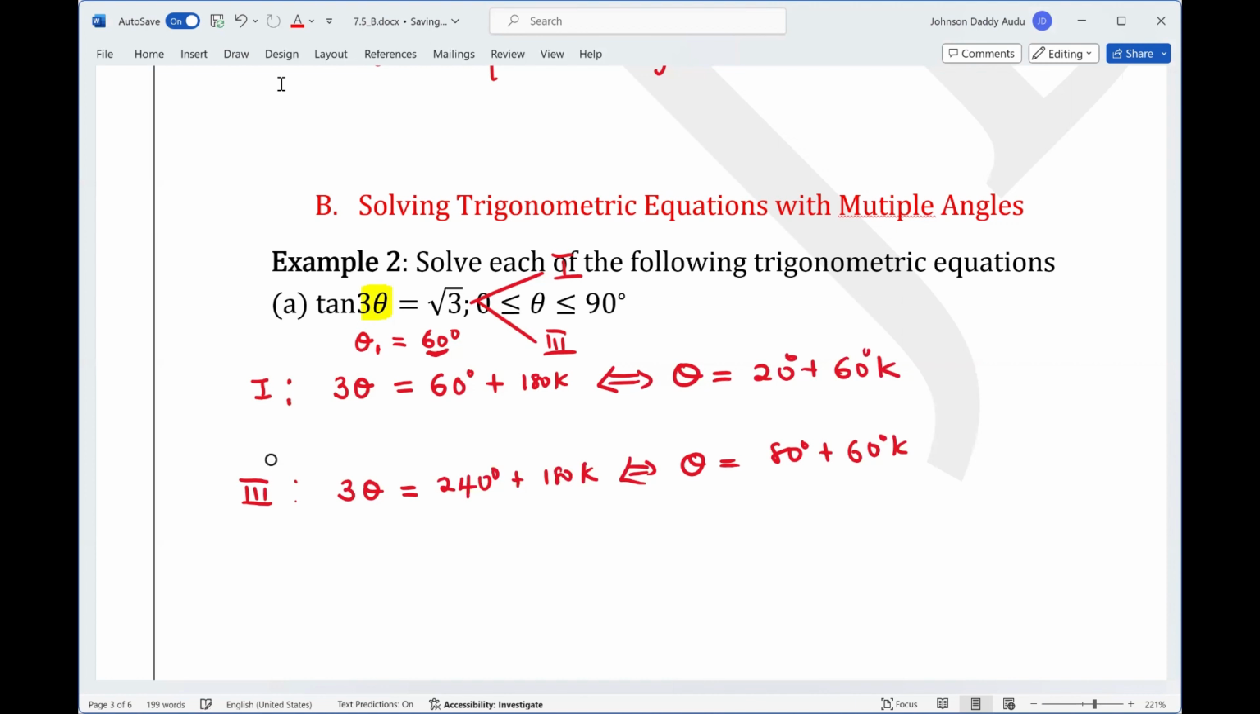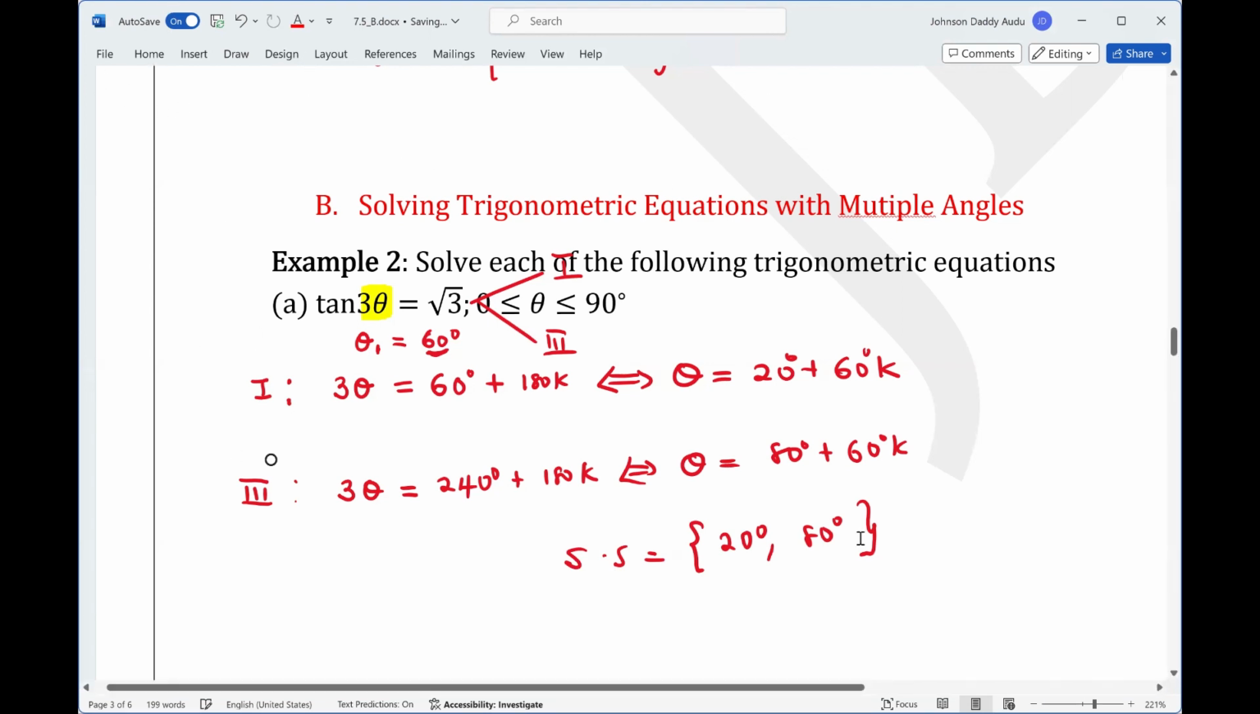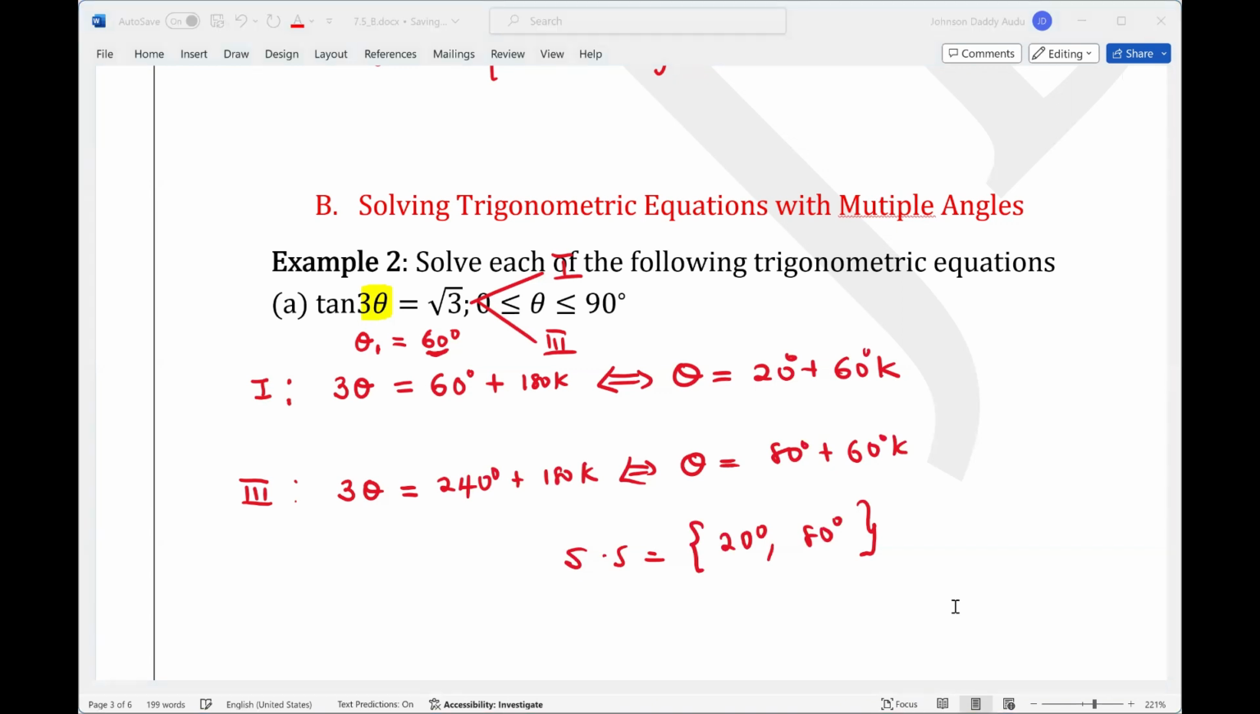Okay. So what will be our solution? Our solution set, we are interested from 0 to 90. So it means we're going to have 20 and 80 only. This will be the solution. And that is when K is equal to 0. Because we cannot take K to be 1, it will be beyond the range.